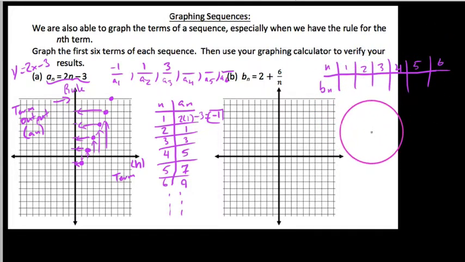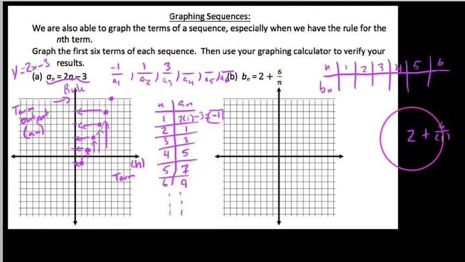We say b sub n. Now in this case we get something a little bit different: 2 plus 6 over n. In the first case, n is 1. So 2 plus 6 over 1 is 8. We get 8. If I plug in a 2 now, 6 over 2 is 3, so 2 plus 3 is 5. So I get 8, 5.